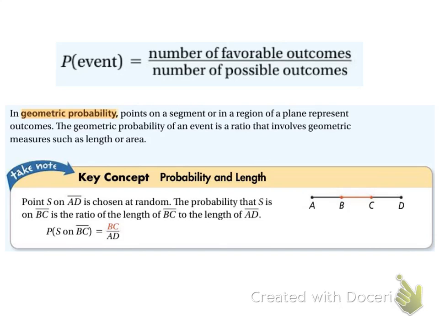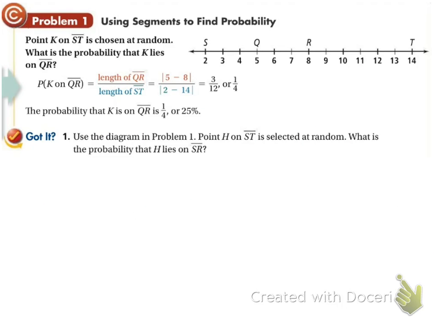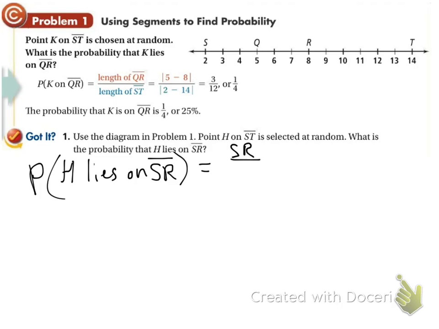So if we want to know what's the probability that a point on this whole line is going to land on BC, I'm going to do the length of BC over the length of the whole thing, AD. So, using this timeline up there, it says point H on ST is selected at random. What is the probability that H lies on SR? So we're going to do the length of SR over the whole thing, ST.